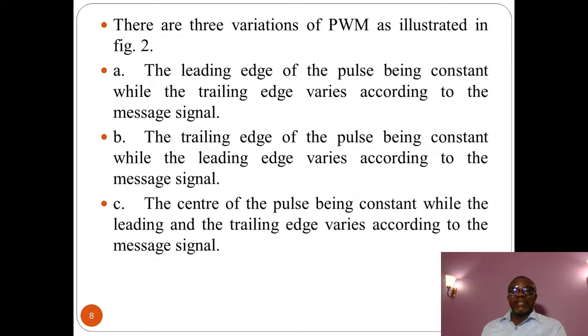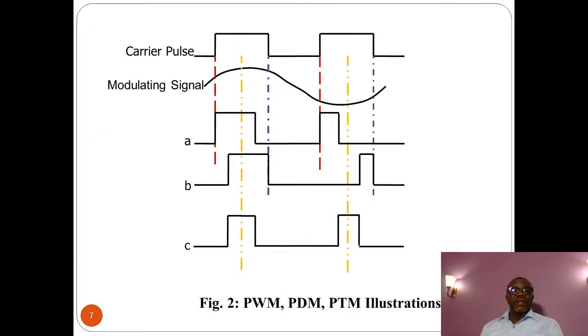A, the leading edge of the pulse being constant, while the trailing edge varies according to the message signal. Let's go back to see that A. A, the leading edge remains constant. So if you see, the first pulse is the leading edge that starts, and the second pulse also the leading edge.